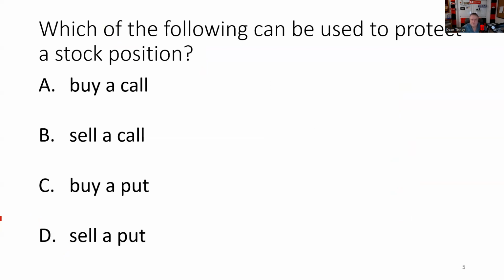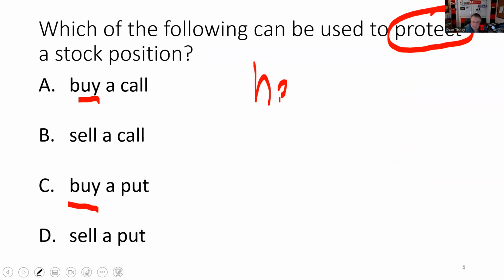Which of the following can be used to protect? Now, when you hear the word protect, you know that you're going to buy an option. For protection, you're going to buy, and for income, you're going to sell. The other word we use for protection is hedge. Hedge means offset risk. If you look around a mansion, you see a big, tall hedge that keeps good things in and bad things out.